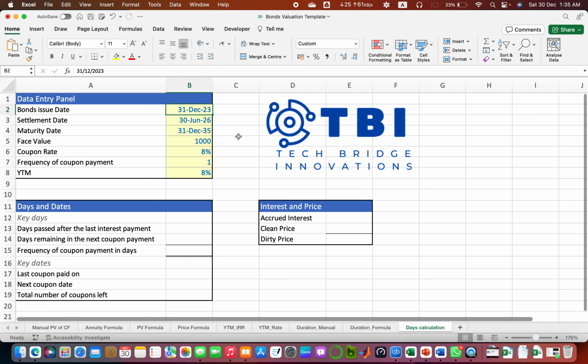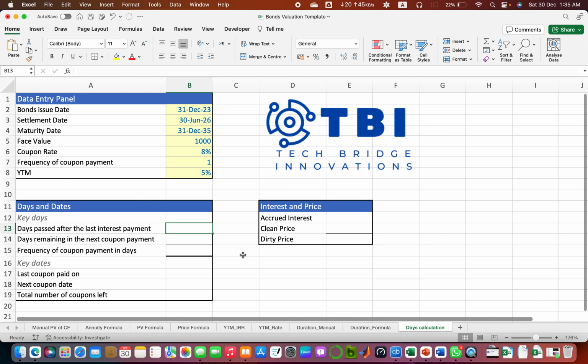The bond was issued on 31st December 2023, and the settlement date is 30th June 2026, and maturity date is 31st December 2035, and the face value of the bond is 1000. Coupon rate is 8%. This is an annual bond, and YTM is 8%. So we can change it to 5%, because if both are the same then it may confuse.